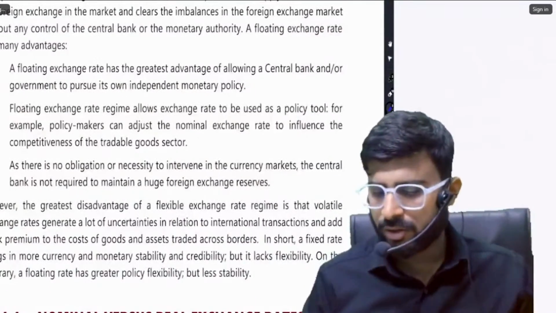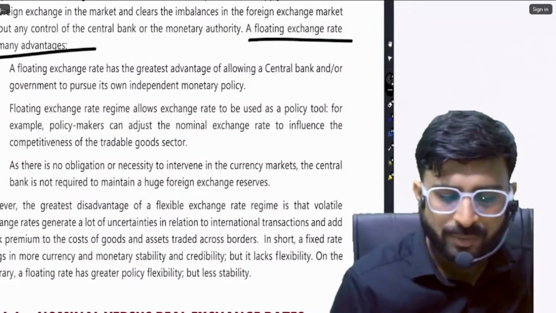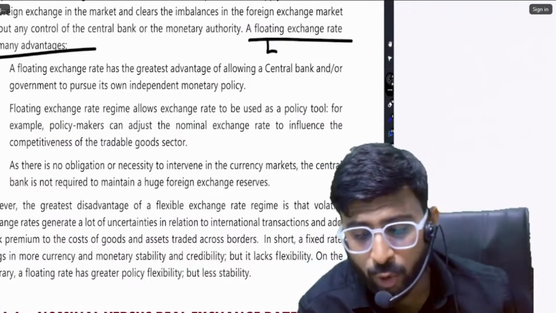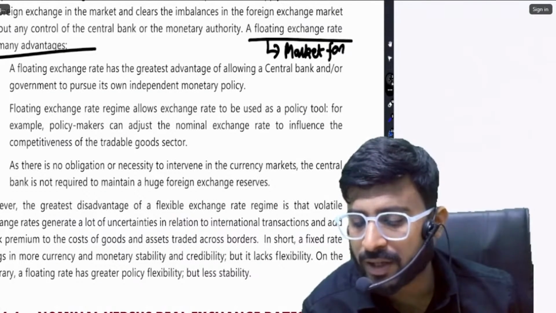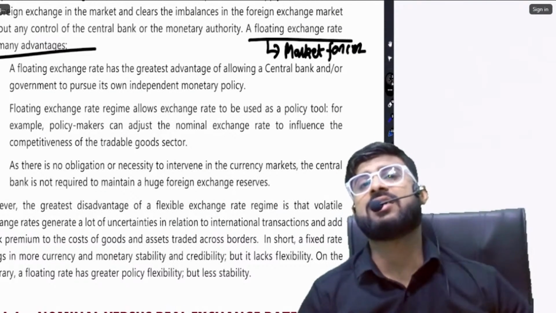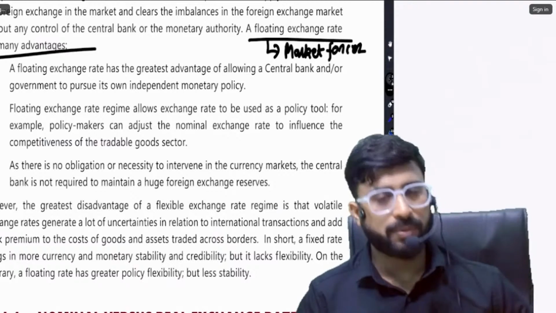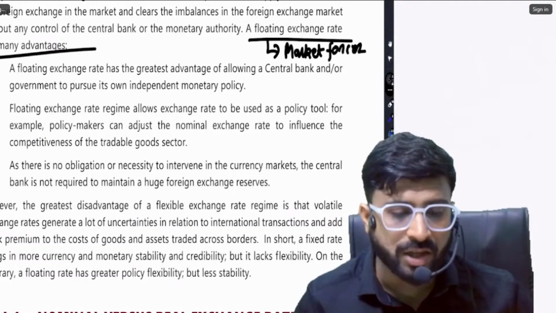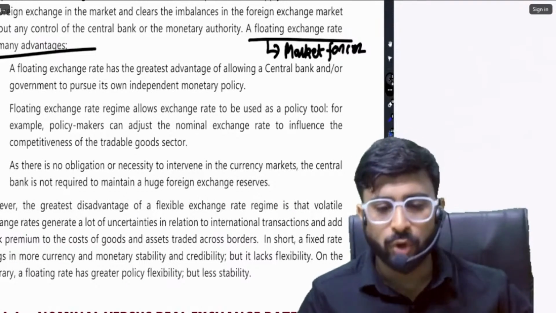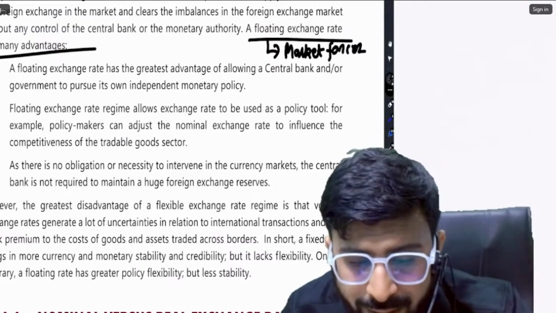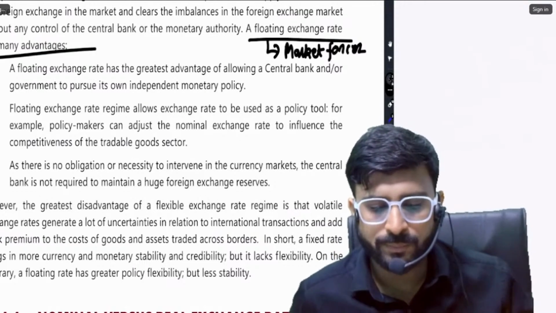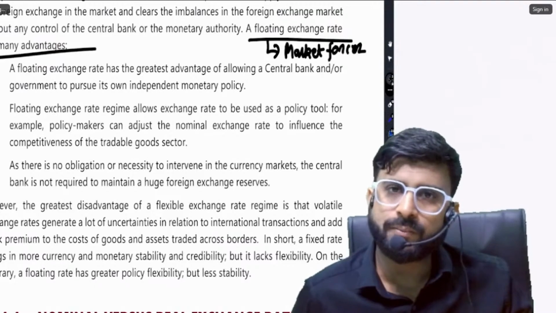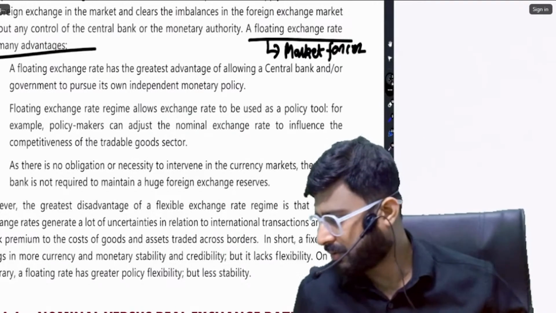Before we move, the floating rate has many advantages. Under floating, who decides the exchange rate? Market forces of demand and supply. Who decides? Market forces of demand and supply. Got it? Not got it?